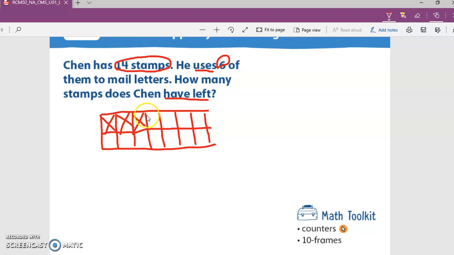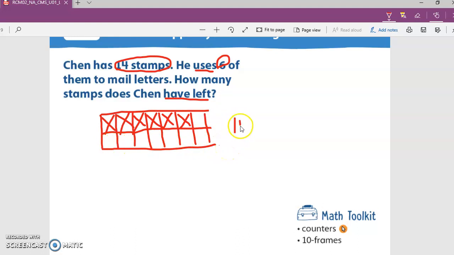3, 4, 5, 6. Okay. So now how many stamps does he have left is going to be these open boxes that don't have an X through them, right? So let's count those. 1, 2, 3, 4, 5, 6, 7, 8. He has 8 stamps left.